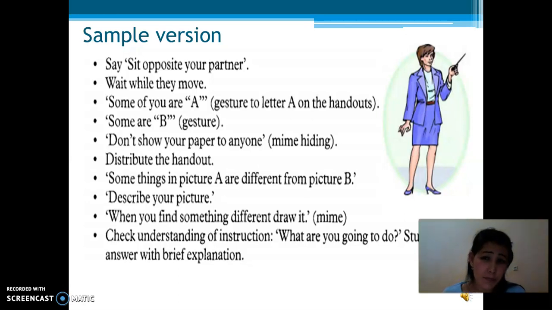Sample version. Here are some points of the sample version of instructions more commonly used by English language teachers. Say, sit opposite your partner, wait while they move. Some of you are A, gesture a letter. Some are B, gesture. Don't show your paper to anyone, mime holding. Distribute the handout. Some things in picture A are different from picture B. Describe your picture. When you find something different, draw it. Check understanding of instruction. What are you going to do? Students answer, brief explanation.